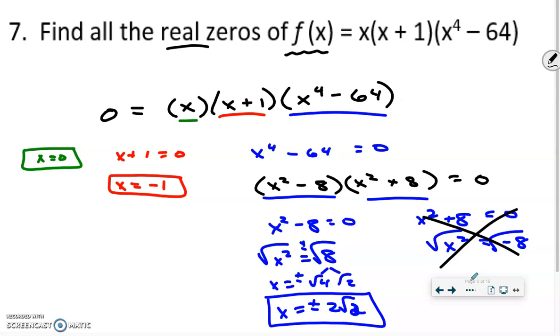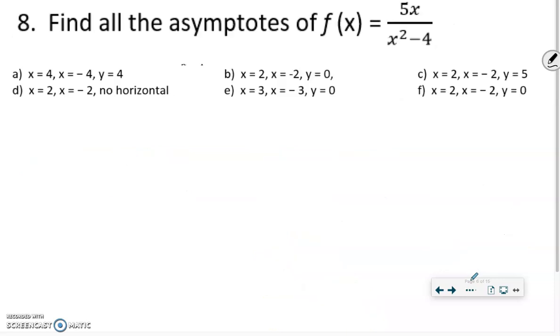Quick question, though. If we were to go back to the very beginning, what was the degree of that function? It's not 4. It would have been 6. So did we do something wrong? Because we only found 4 zeros. Yeah, 5 and 6 would have been there as imaginaries. We were only supposed to find the real ones. So no, we did that properly. All right, does anybody have any questions on that?